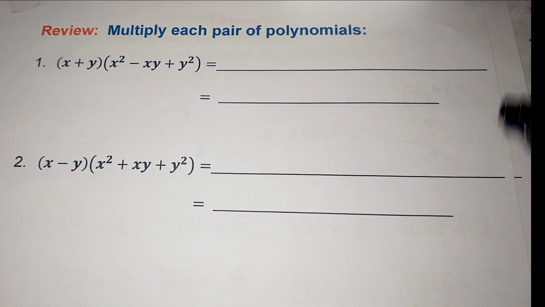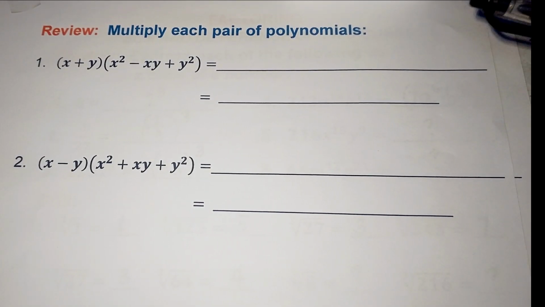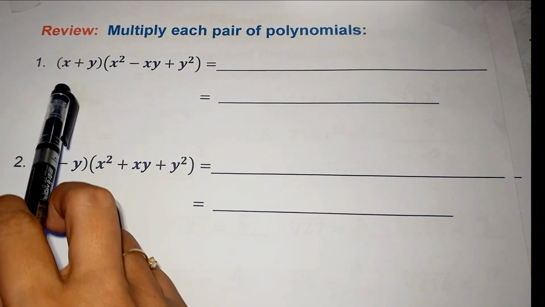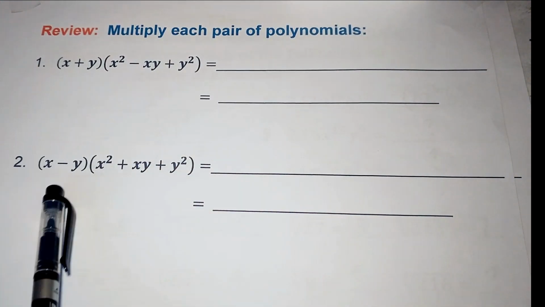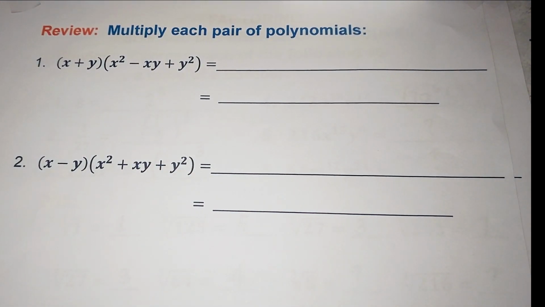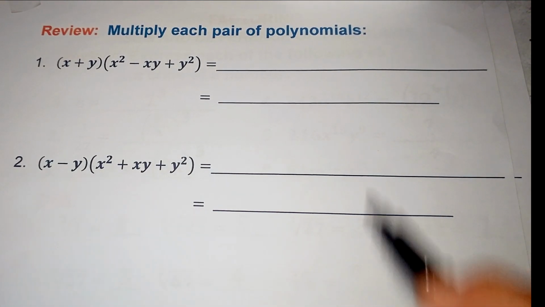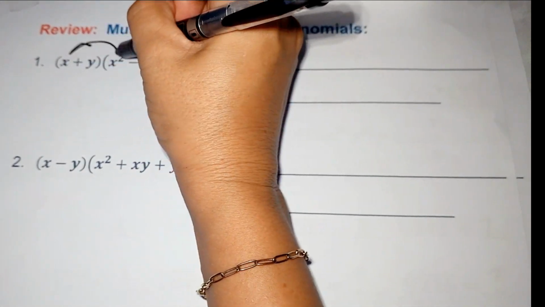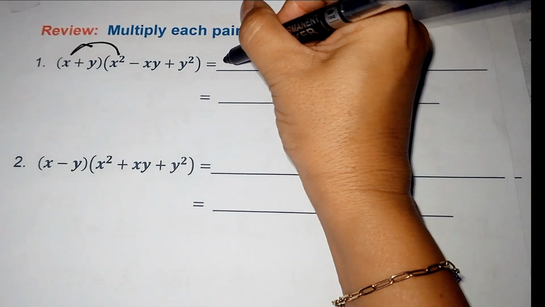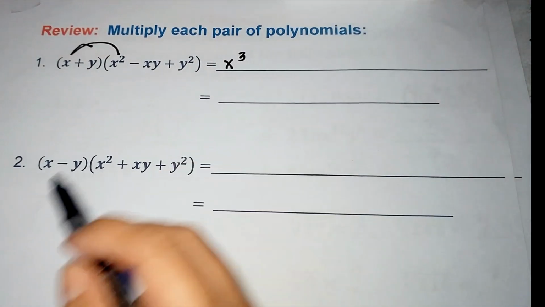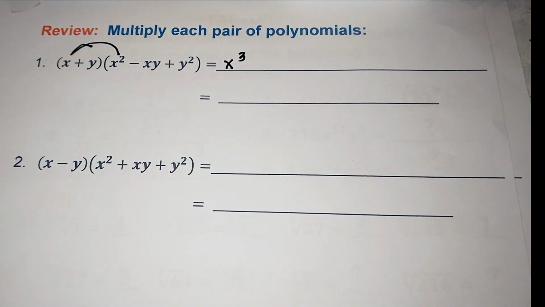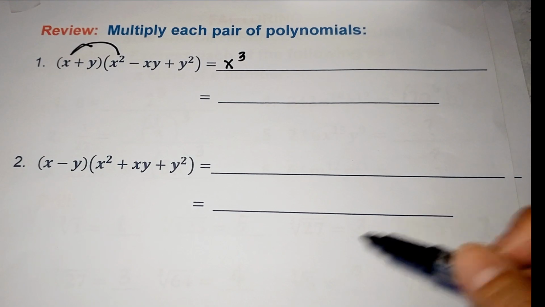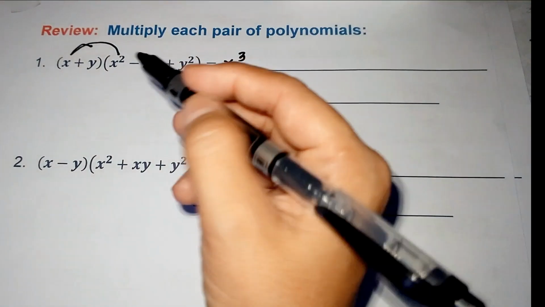Let us also review how to multiply polynomials. Specifically, if you are asked to multiply this binomial and trinomial, and this also. How do we multiply that? We just multiply horizontally, term by term. So, x times x squared is equal to x cubed. So we are applying the distributive property of multiplication over addition and subtraction.